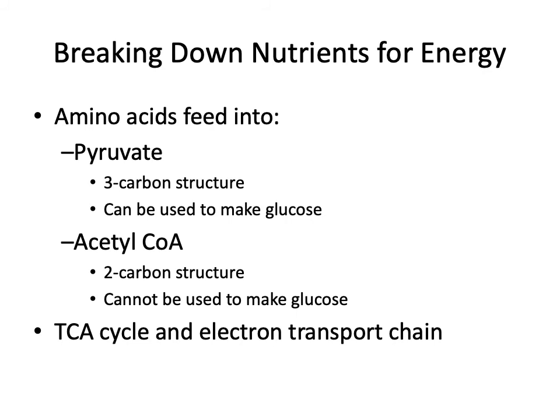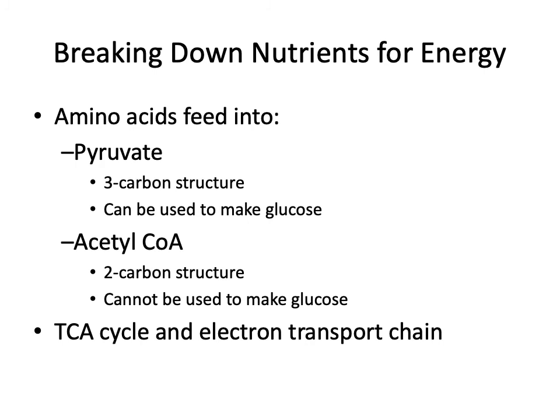Okay, so since all the amino acids are different, have different R groups, as you might imagine, they're going to feed into different pathways. Some amino acids feed into pyruvate. When that happens, the pyruvate can either be used to synthesize new sugar via gluconeogenesis, or it can be sent through the TCA cycle by converting it to acetyl-CoA.